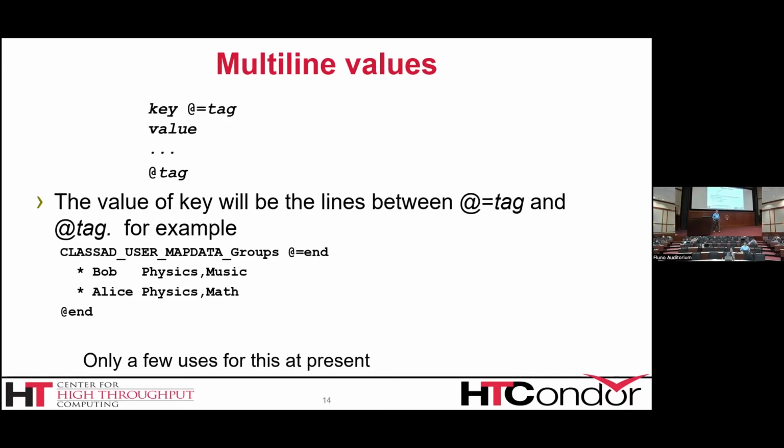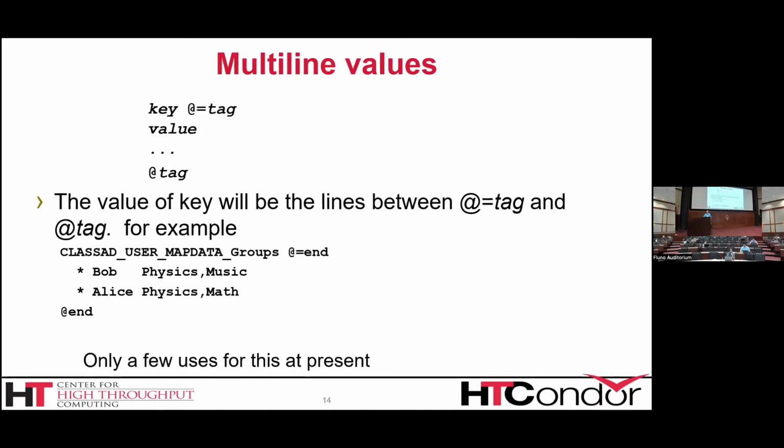I don't remember exactly when we did this, probably 8.6. We added multi-line values. So we started using the configuration language more and more to express things where we wanted the value to be an entire class ad. And class ads, while they can be expressed on a single line, it's kind of a pain. It's much neater if we can express them as multiple lines. And so you can now do key @ equals and some arbitrary tag, and then a bunch of lines. And then as soon as the line begins with @ tag, that ends the value.